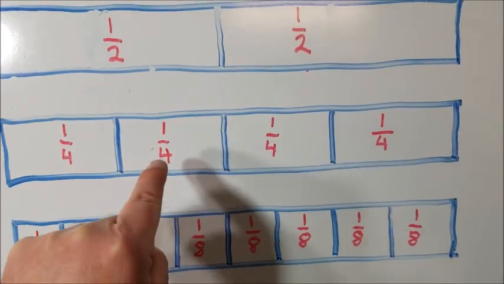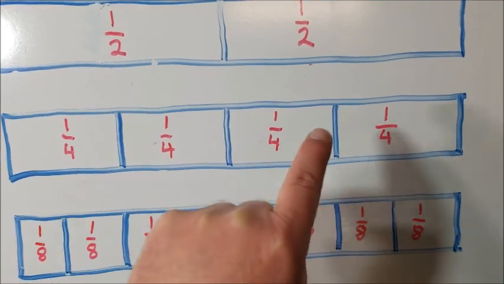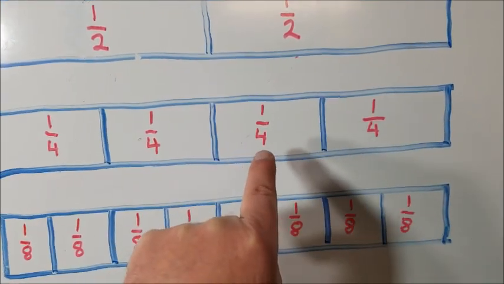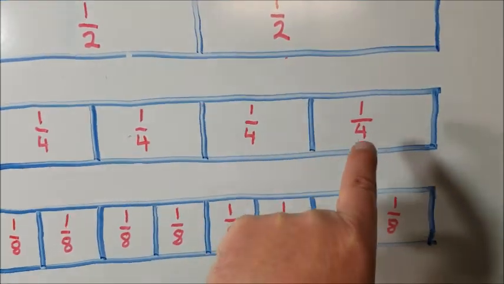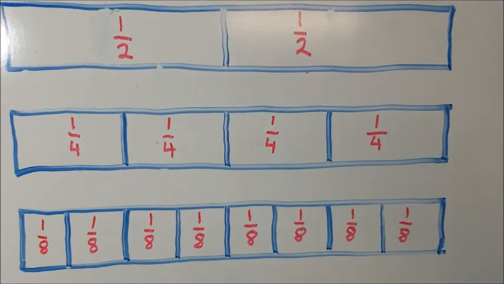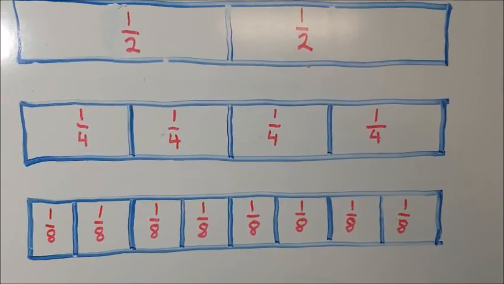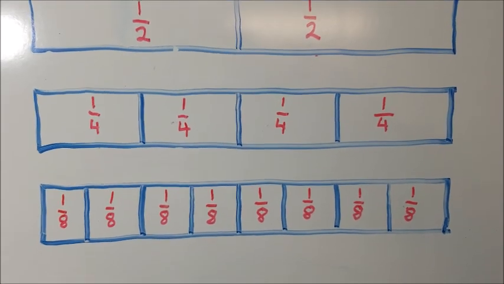This is 1 piece out of 4 pieces. This is 1 piece out of 4 pieces. This is 1 piece out of 4 pieces. So that's how we mark our fractional part of a whole.